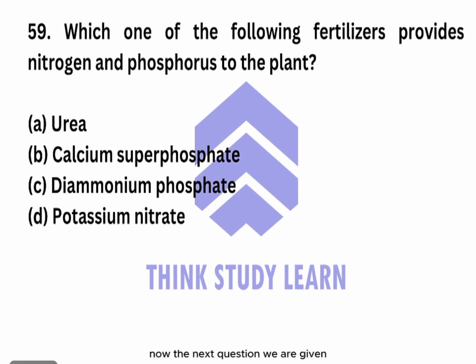In our next question, we are given which one of the following fertilizers provides nitrogen and phosphorus to the plant. This can be done by using diammonium phosphate, that is (NH4)2HPO4.